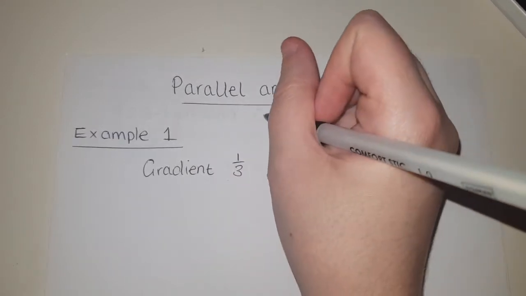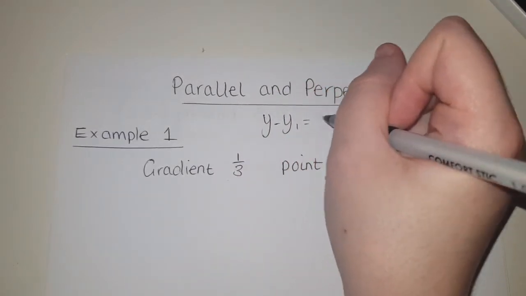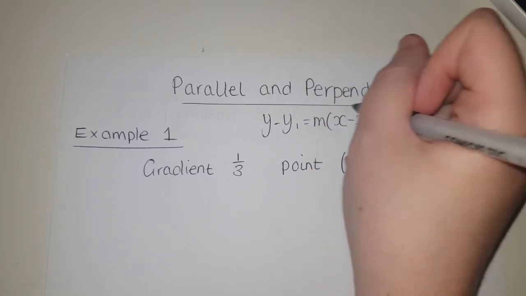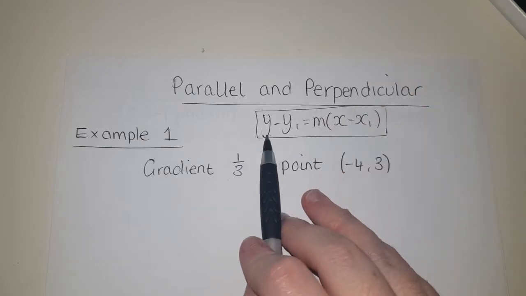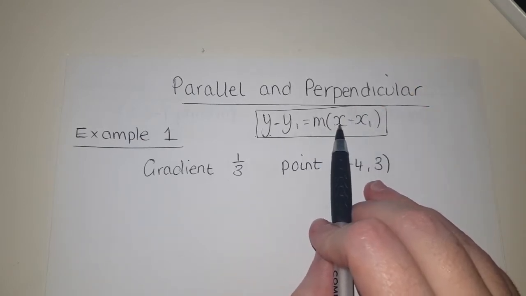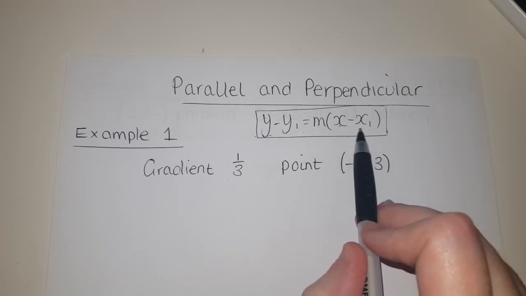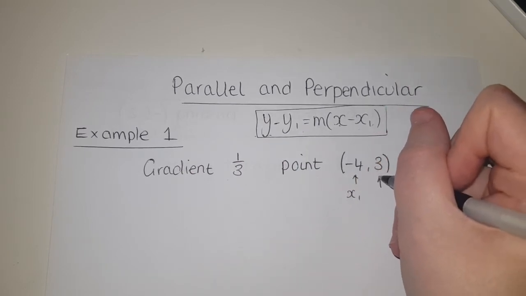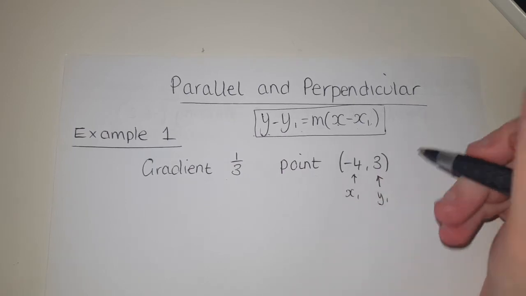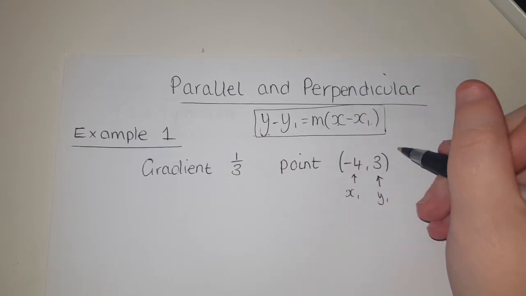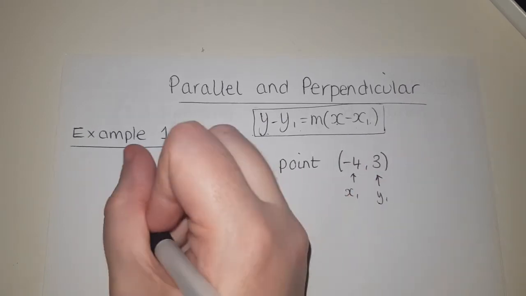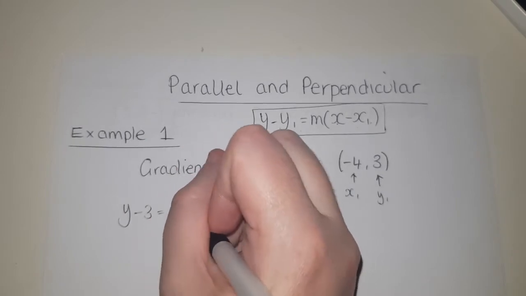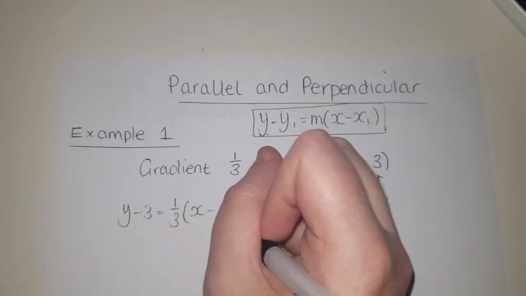So remember, the equation that you will always be using is y minus y1 is equal to m brackets x minus x1. Now remember, in that, the single y and the single x will always stay as an x and a y. The y1 and x1 will be replaced with your x1 value and your y1 value. So basically your coordinate. Just remember the first term in the bracket is your x value, the second term is your y value. So what we've got is y minus 3 is equal to a third of x minus -4.